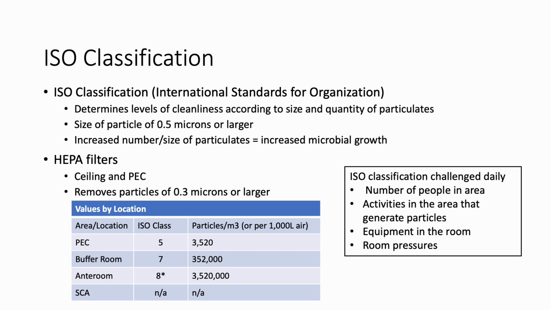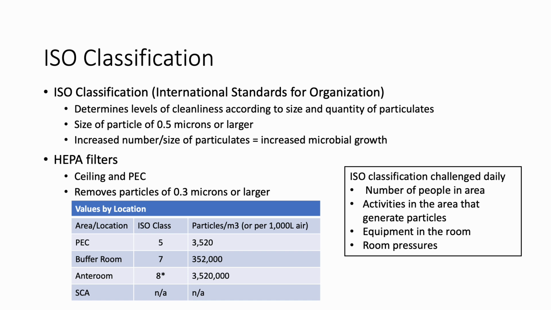ISO classification is the determination of the cleanliness of the room in respects to the amount and the size of particles suspended in the air. It really has nothing to do with the microbial growth in the air at this point, but it has all to do with the number and the size of particles suspended in the air. Now, with saying that, it is true that with increased number of particles and increased size of particles, you do get more microbial growth in your air because microbes adhere to those particles and therefore increase in number. But really, again, ISO classification is only about the size and the number of particles suspended in the air.